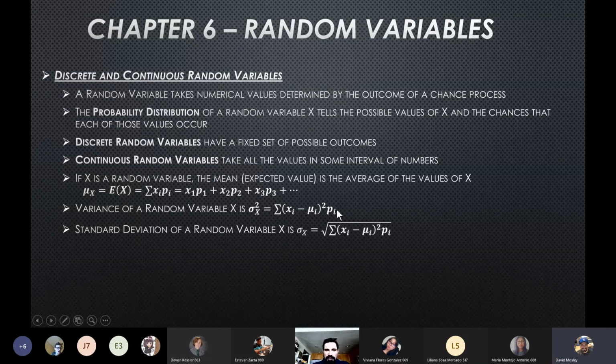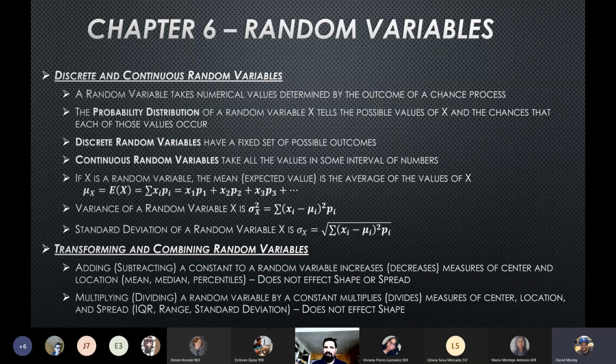We add all these bad boys up. That's the variance. We take the square root of that and we have the standard deviation. Your calculator can do these things for you, especially if it gets beyond more than like 4 or 5 observations. You really don't want to do this by hand. It can get tedious.